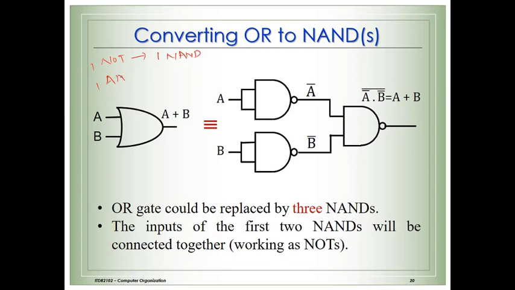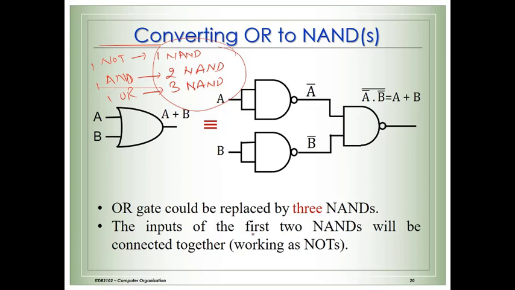1 AND is equivalent to 2 NAND. And 1 OR is equivalent to 3 NAND, right? So if any digital circuit contains NOT gate, AND gate and OR gate, we can replace these different gates by using NAND gate only. Means a circuit is possible only using NAND gate.